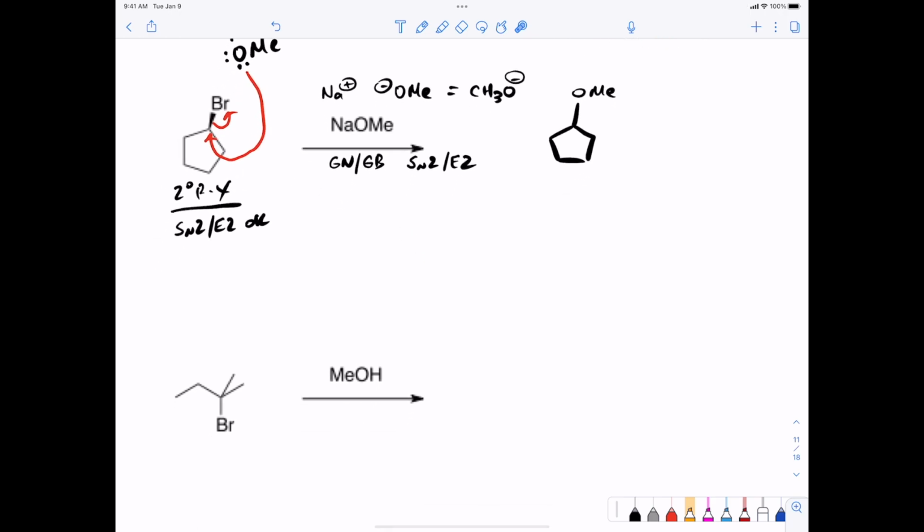Then the elimination product. Remember, I need to find protons that are anti or can be anti to the leaving group at the beta carbon. And so, got that here.